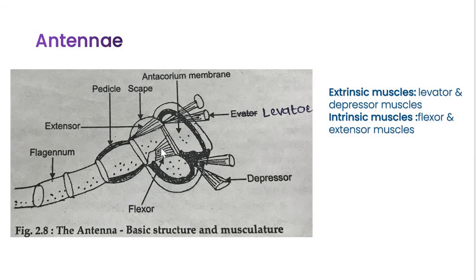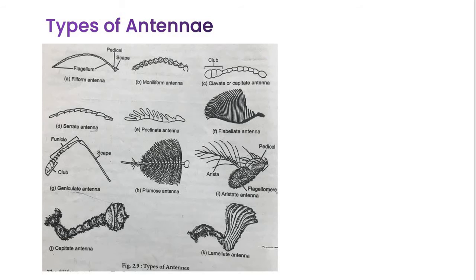After that, there are different types of antennae according to the type of insect. In various groups of insects, the antennae may vary. Now, the types of antennae. The first type is setaceous antennae.